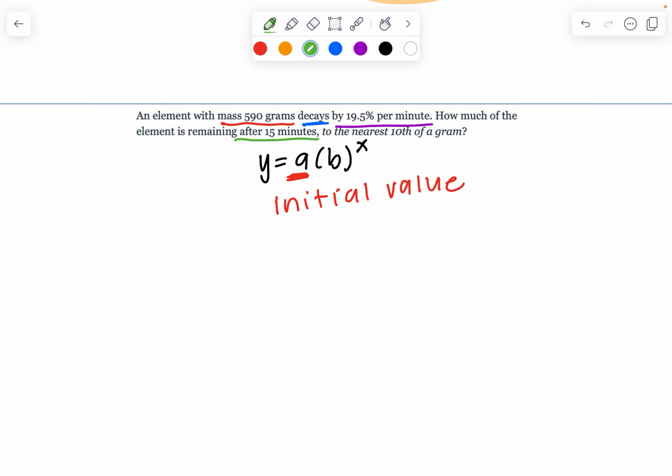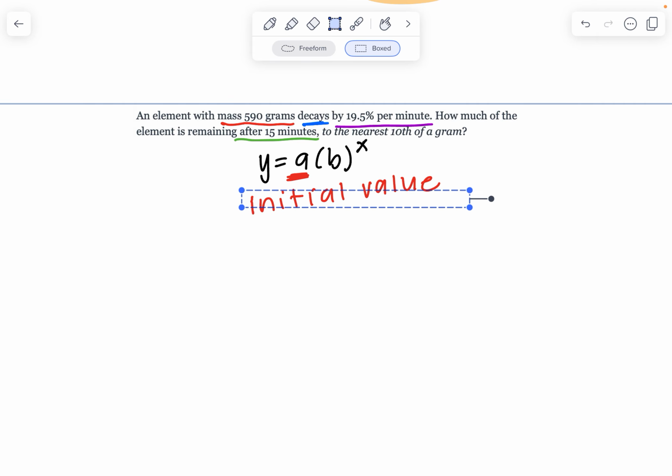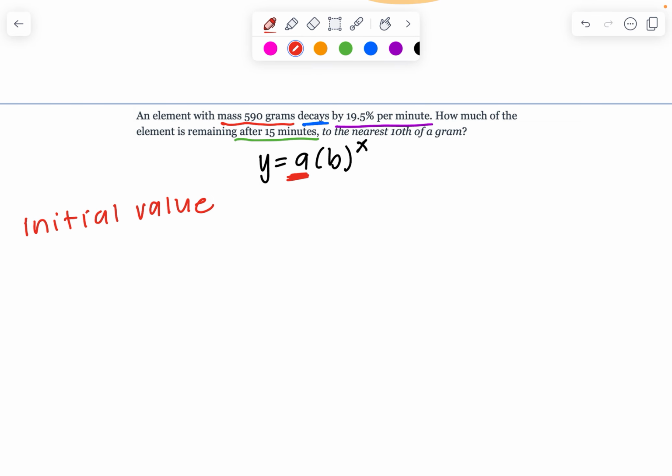So I like to lay out all of the given information and color code it. So we do know that the initial value is how much the element weighs to begin, because we want to know how much is left after some time. So we have 590. I know that it's decaying, so that means my base is going to be less than 1. I know that it's decaying at a rate of 19.5%.